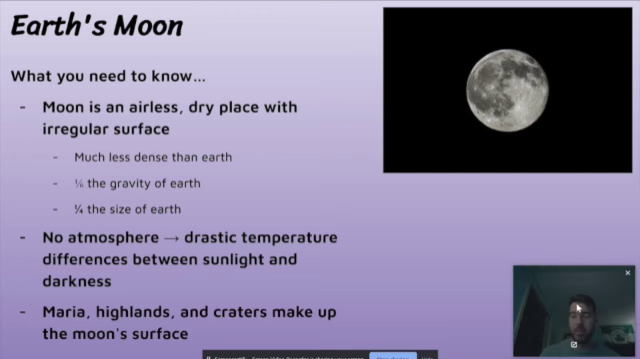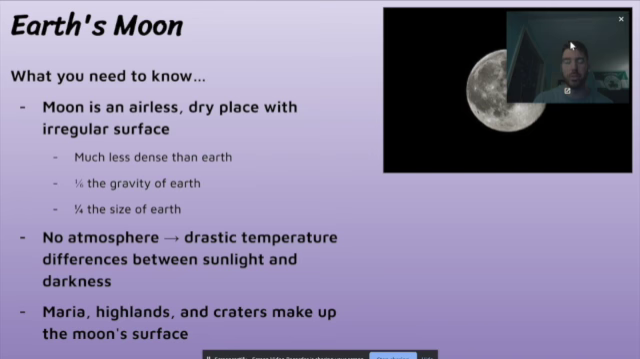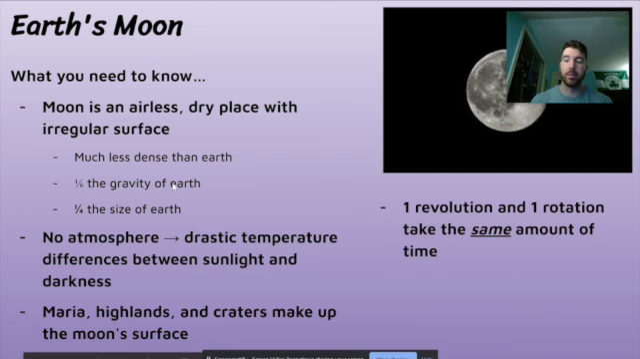It's also important to know the characteristics of the moon's surface, which we spend a lot of time talking about. So you need to be familiar with Maria, and you need to be familiar with the highlands and craters that make up the moon's surface. It's also going to be important that you know how long one revolution and how long one rotation takes on the moon, and you need to know that they are the same exact time. So Earth's moon takes 27.3 days to revolve once around the Earth, but it also takes the moon 27.3 days to rotate once on its axis.